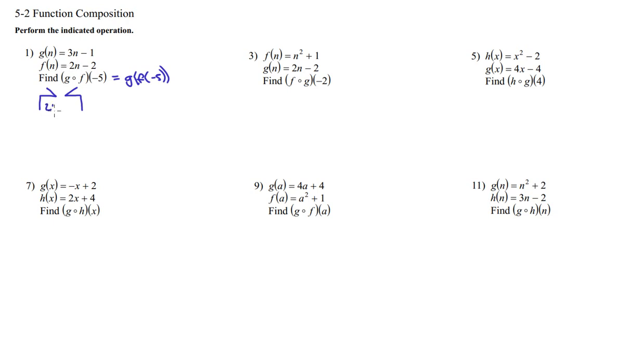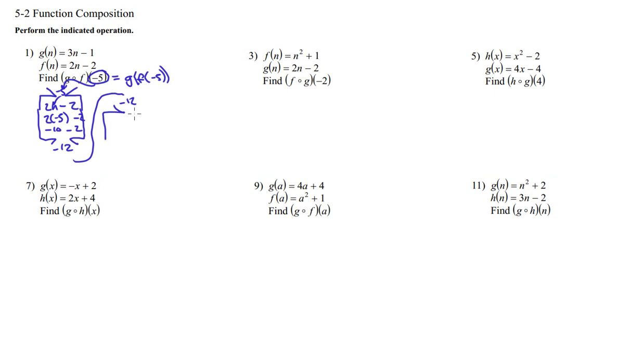Okay, so that's 2n minus 2. And what's going to go into this is the negative 5. So negative 5 goes in, replaces the n's. So that's 2 times negative 5 minus 2. That's negative 10 minus 2 is negative 12 pops out of this one. And then that goes straight into the top of the next machine, negative 12.